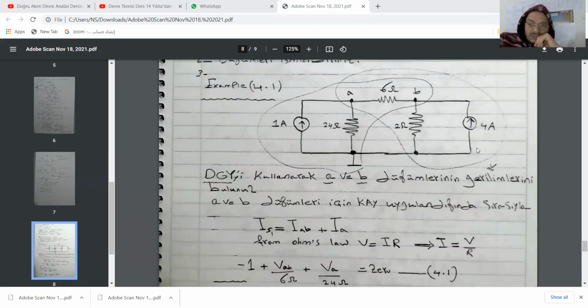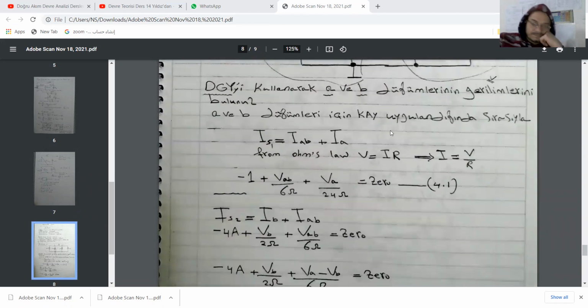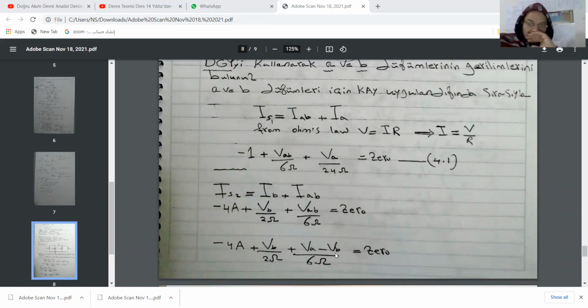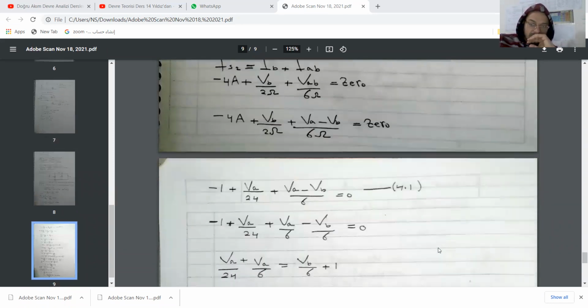Now, when dealing with source number 2, IS2 equal, go from the side, IB plus IAB, and we can say minus 4 ampere plus IB plus IAB equals 0. From Ohm's law, IB equal VB divided by 2 ohm, IAB equal VAB divided by 6 ohm, to be like that, equation 4.2.